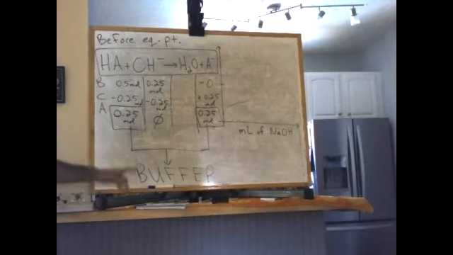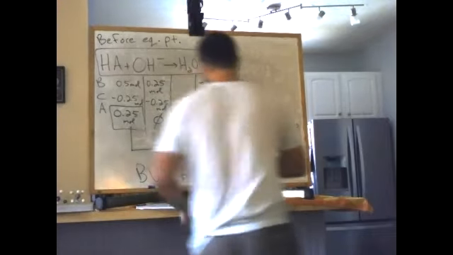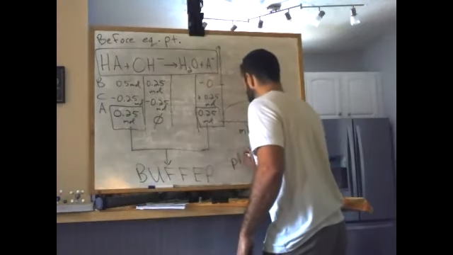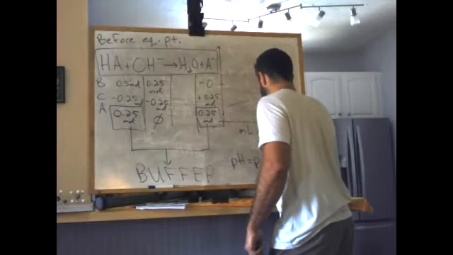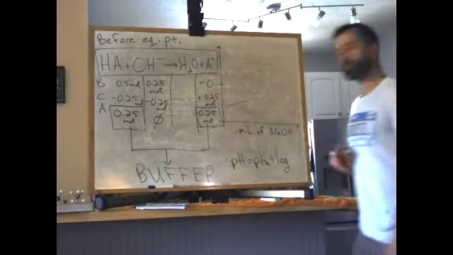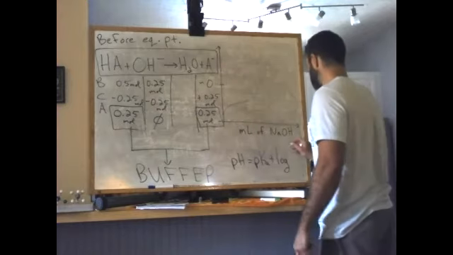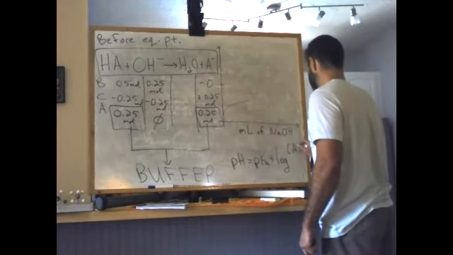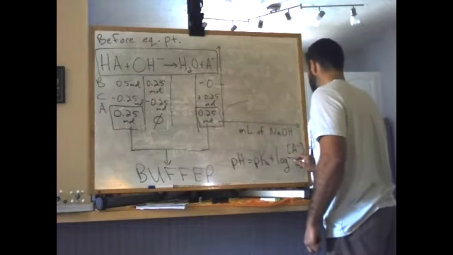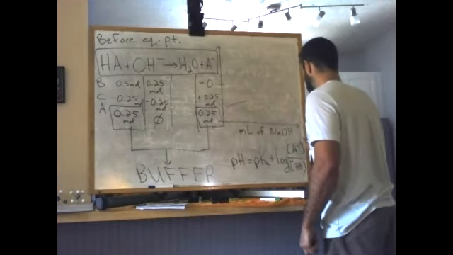Okay. How would we find the pH of the solution in lecture? Well, this is a buffer. So we can just use our Henderson-Hasselbalch equation to find the pH. The pH equals the pKa plus the log of the base, which is A minus, over the acid, which is HA.